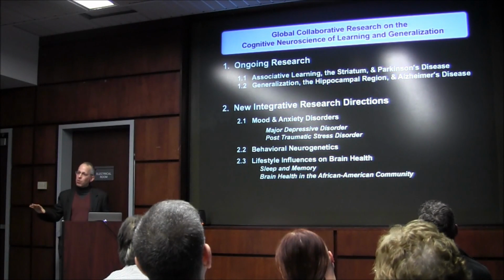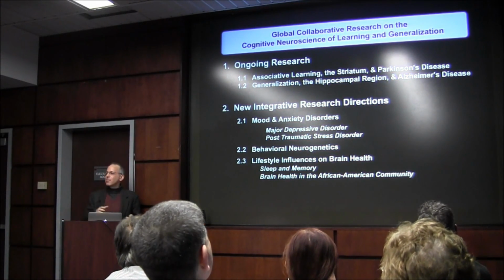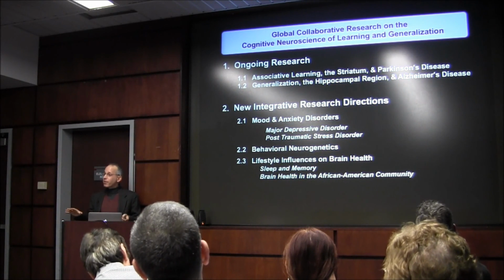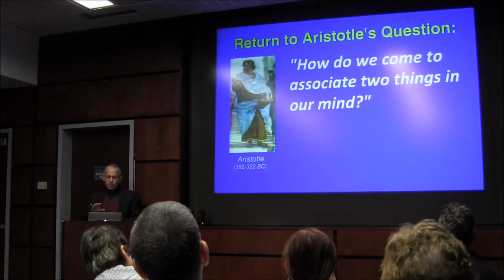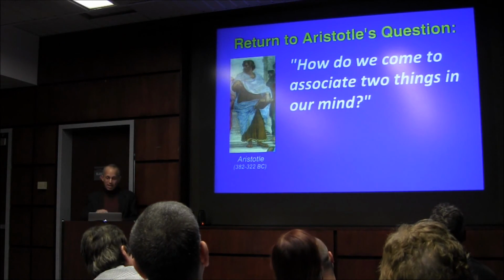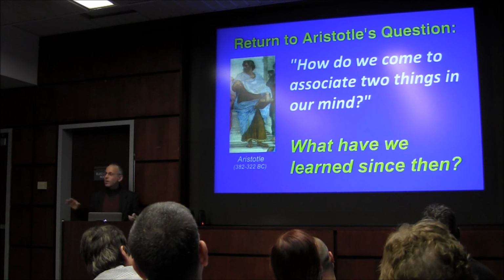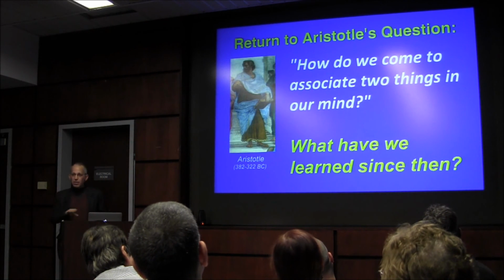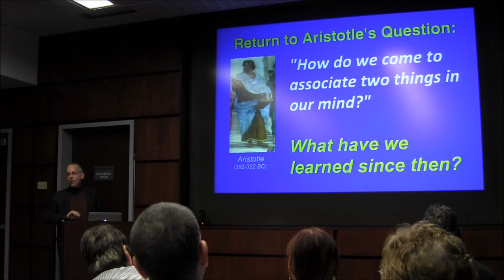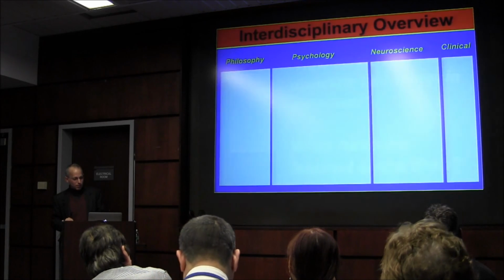So I've taken you on a tour through some of our threads of research on the striatum, on the hippocampal region, and some of the new integrative directions. I'd like to briefly go back to Aristotle's question and ask, what have we learned in the last 2,000 years? And review what I think are the main take-home messages from the talk that I've given here.